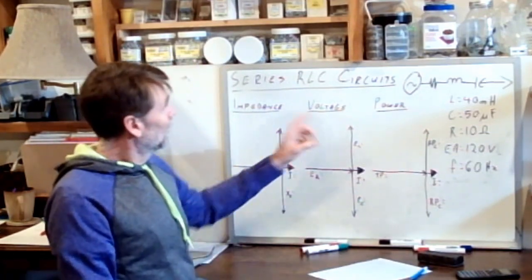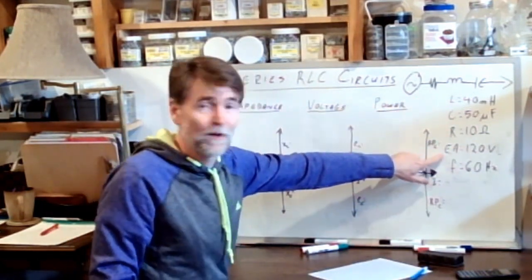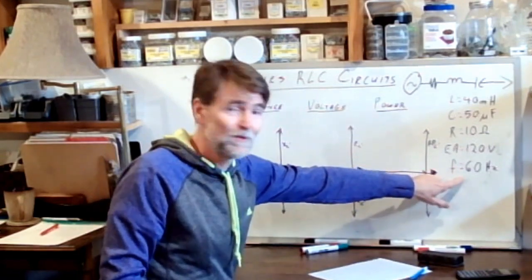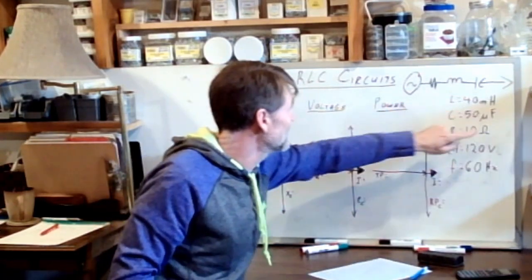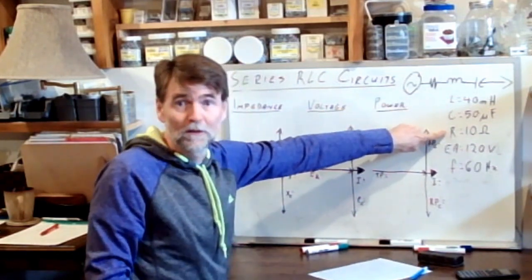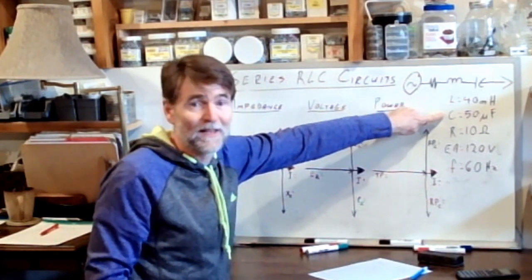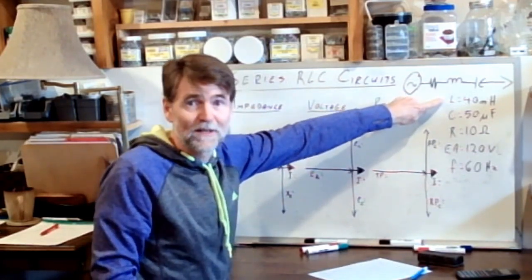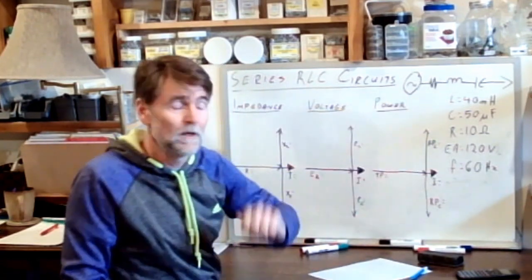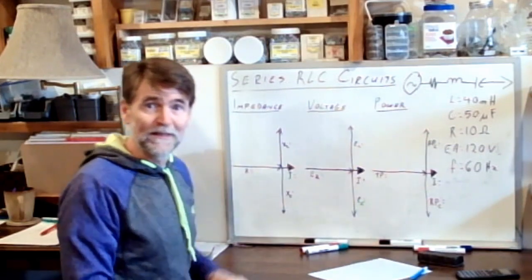So here's the example. Here's the circuit that we've been given. The power supply is 120 volts at a frequency of 60 hertz. And here are our three loads that are connected in series. So we have a resistor at 10 ohms. We have a capacitor that is sized at 50 microfarads, and an inductor which is sized at 40 millihenries. Okay. I've drawn the vectors, so this is where we're going to begin.